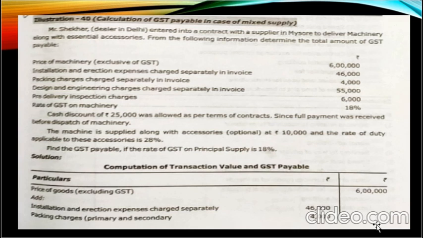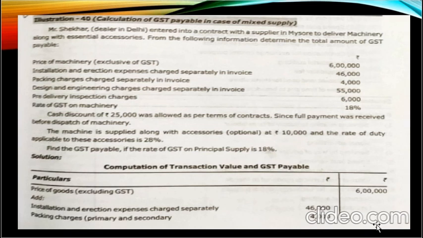Then they have stated a cash discount of rupees 25,000 was allowed as per the terms of contract, since full payment was received before dispatch of machinery. So this discount is availed of 25,000, and this will be taken as deduction. A machine is supplied along with accessories, which is optional. They have given it at rupees 10,000, and the rate of duty applicable to these accessories is 28%.